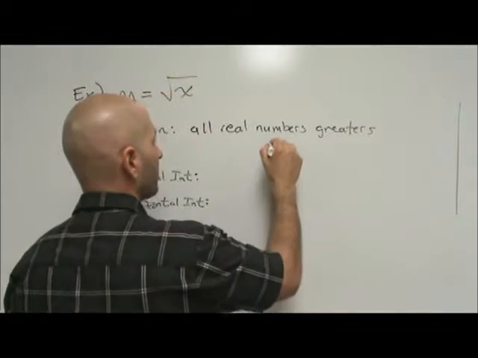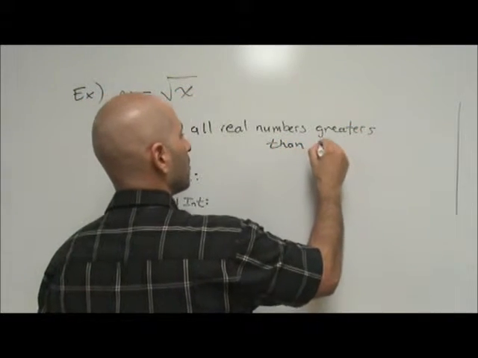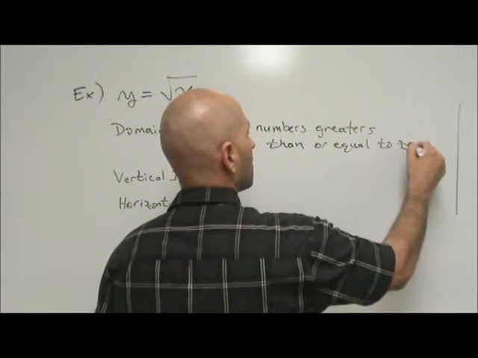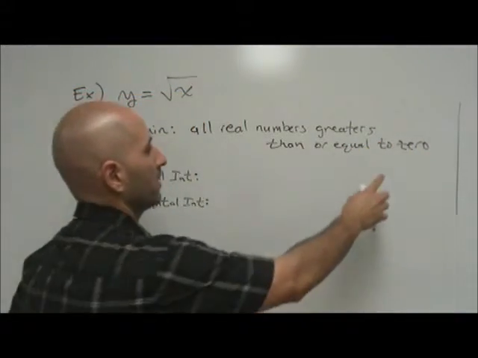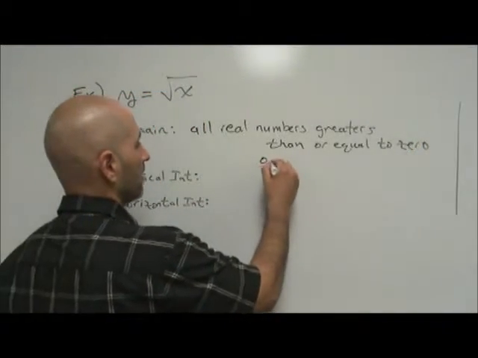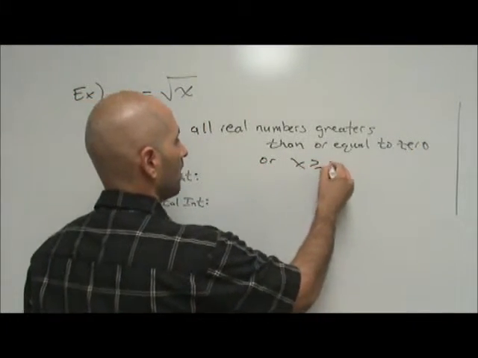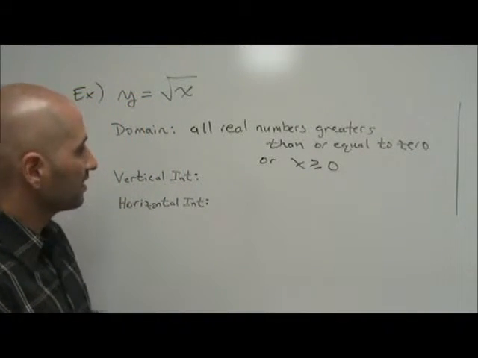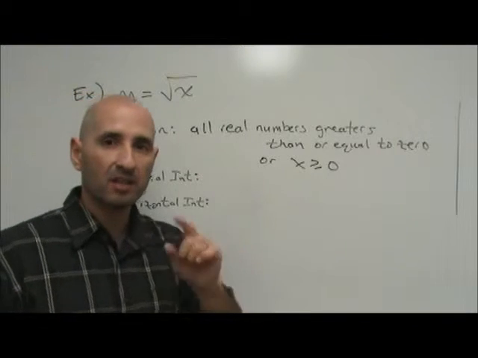All real numbers greater than or equal to 0. Now we can simply write that in a nice condensed form, so you could say this way, x is greater than or equal to 0. So the graph will exist only for those x values. Let's take a look at the graph.